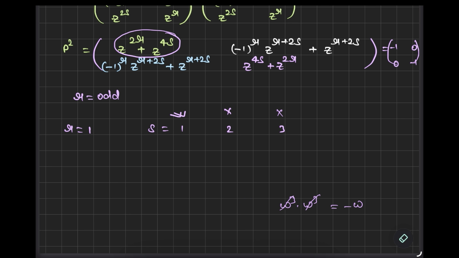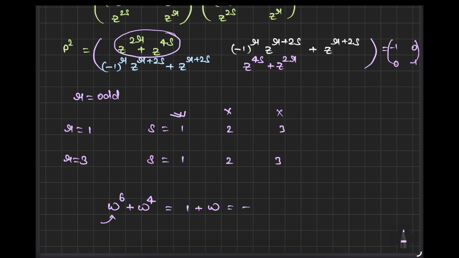Now we will check the second odd number for r. R equals to 3. So we will check s equals to 1, then 2, then 3. We have to make this thing minus 1. Now omega power 6 plus omega power 4. Now you know that omega cube means 1. And this is omega cube into omega. So it is omega, which is equal to minus of omega square, not minus 1. So it is wrong. So this is false.